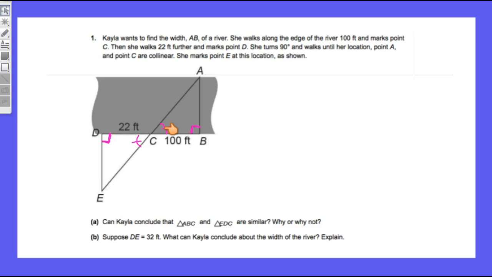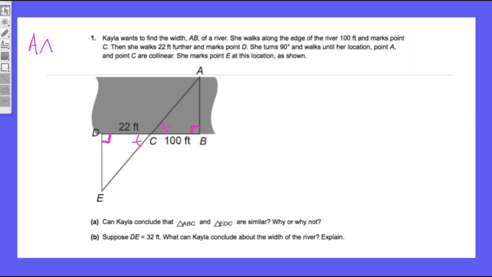That is something you know. It doesn't have to be marked on the picture. You just always know, because we've gone over the vertical angles theorem. That theorem said anytime you have two lines that intersect each other, two lines that crisscross, the angles across from each other are always going to be equal. Okay. Now, the reason that that's important is for part 8. It says, can Kayla conclude that triangle ABC and triangle EDC are similar? Why or why not? So what do you guys think?